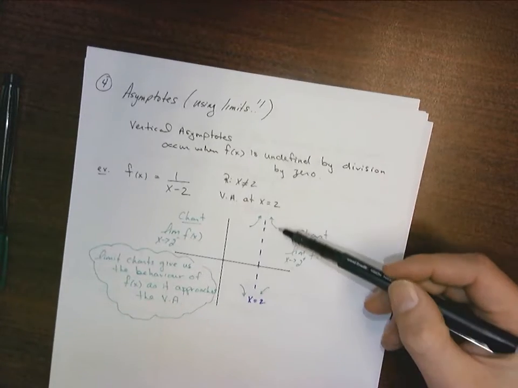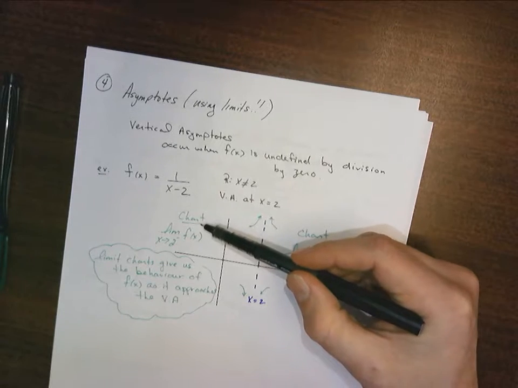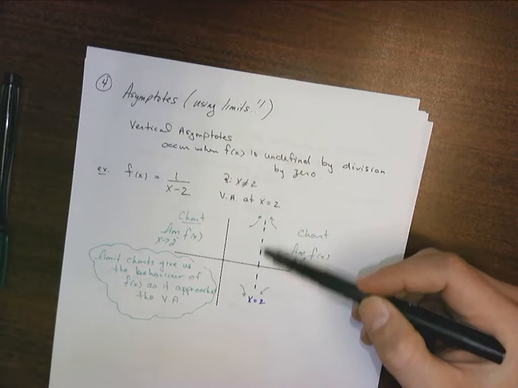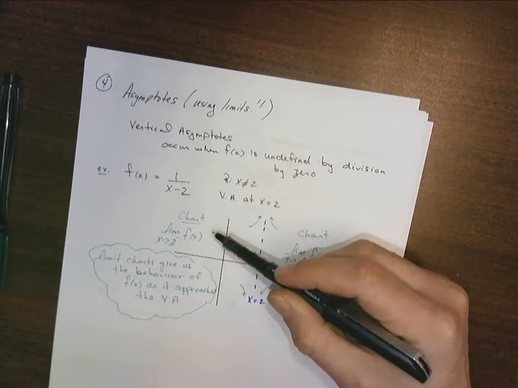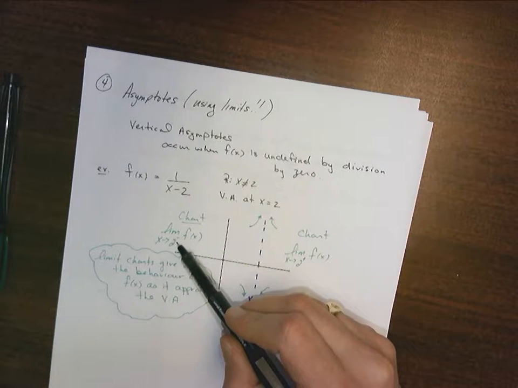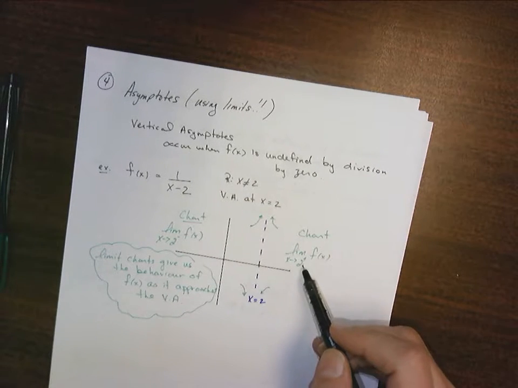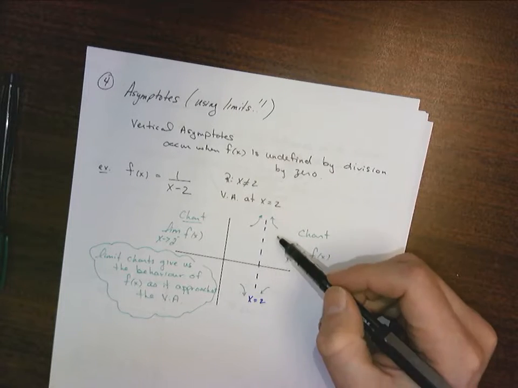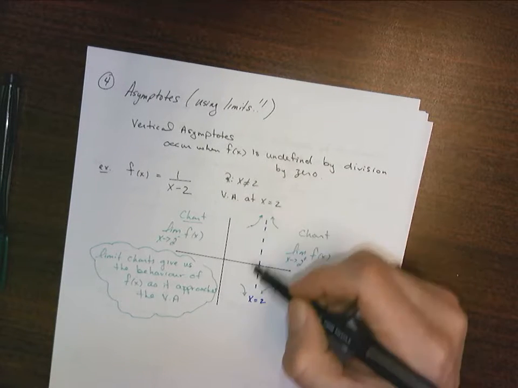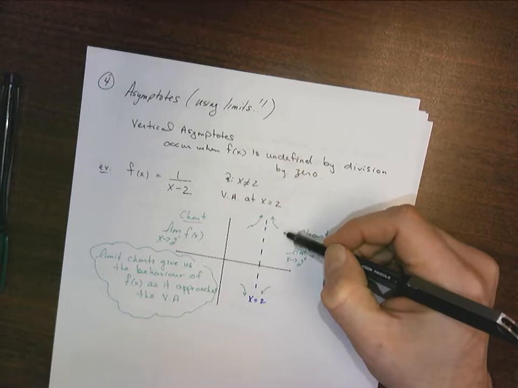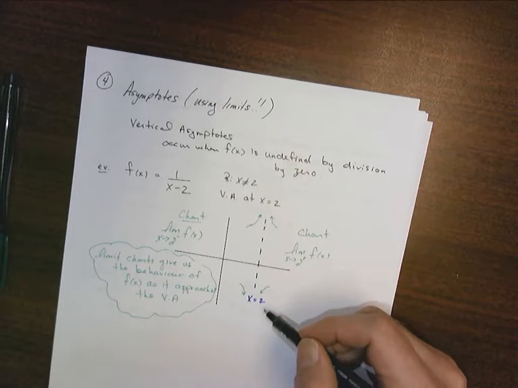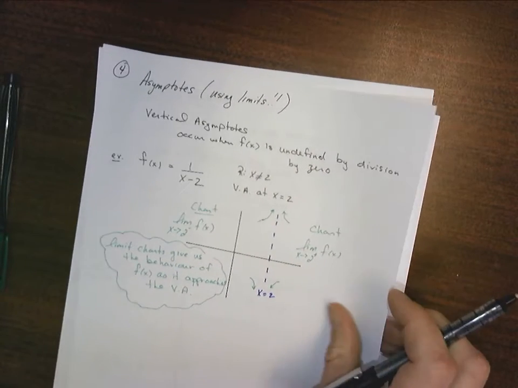We're going to look at vertical asymptotes. We're going to use limit charts. So if I have an asymptote at x equals 2, I'm going to use limit charts as x approaches 2 from the left and x approaches 2 from the right to determine the behavior, whether or not it goes to positive infinity or to negative infinity. Can't be both. Got to pick one. And the charts will tell us.